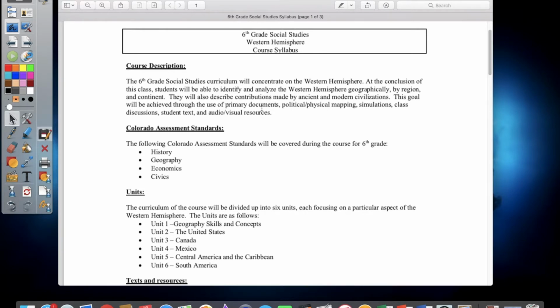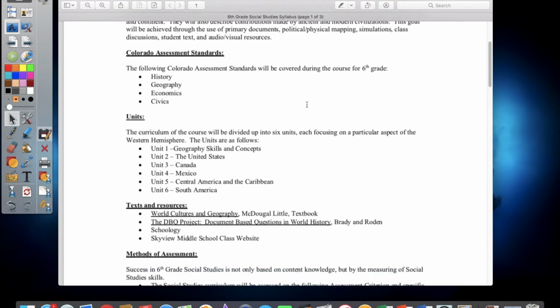So as you can see, the course description says the 6th grade Social Studies curriculum will concentrate on the Western Hemisphere. At the conclusion of this class, students will be able to identify and analyze the Western Hemisphere geographically, by region, and continent. They'll also describe contributions made by ancient and modern civilizations. This goal will be achieved through the use of primary documents, political and physical mapping, simulations, class discussions, student text, and audiovisual resources. So the standards we'll be going over, as always mandated by the state, will look at the history, the geography, the economics, as well as the civics of the area.